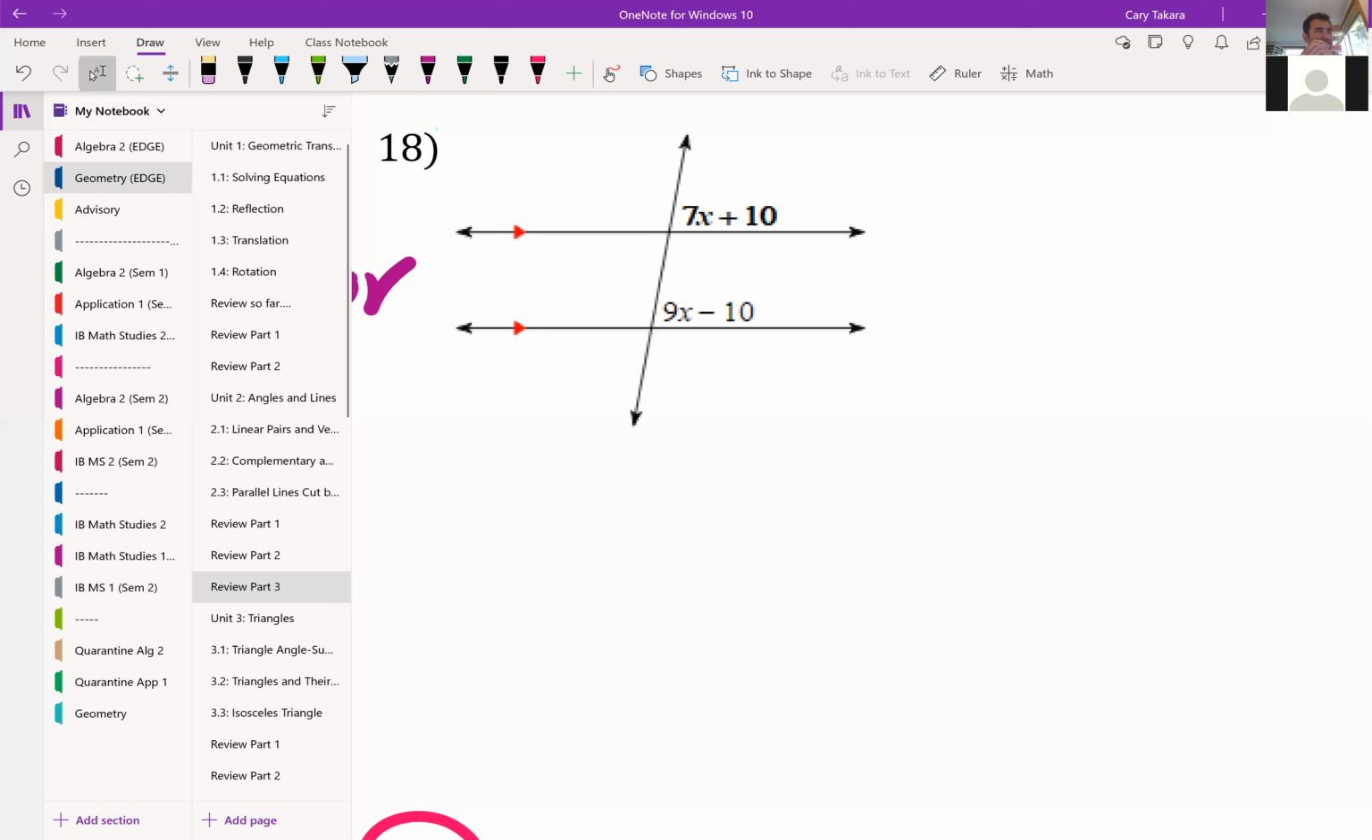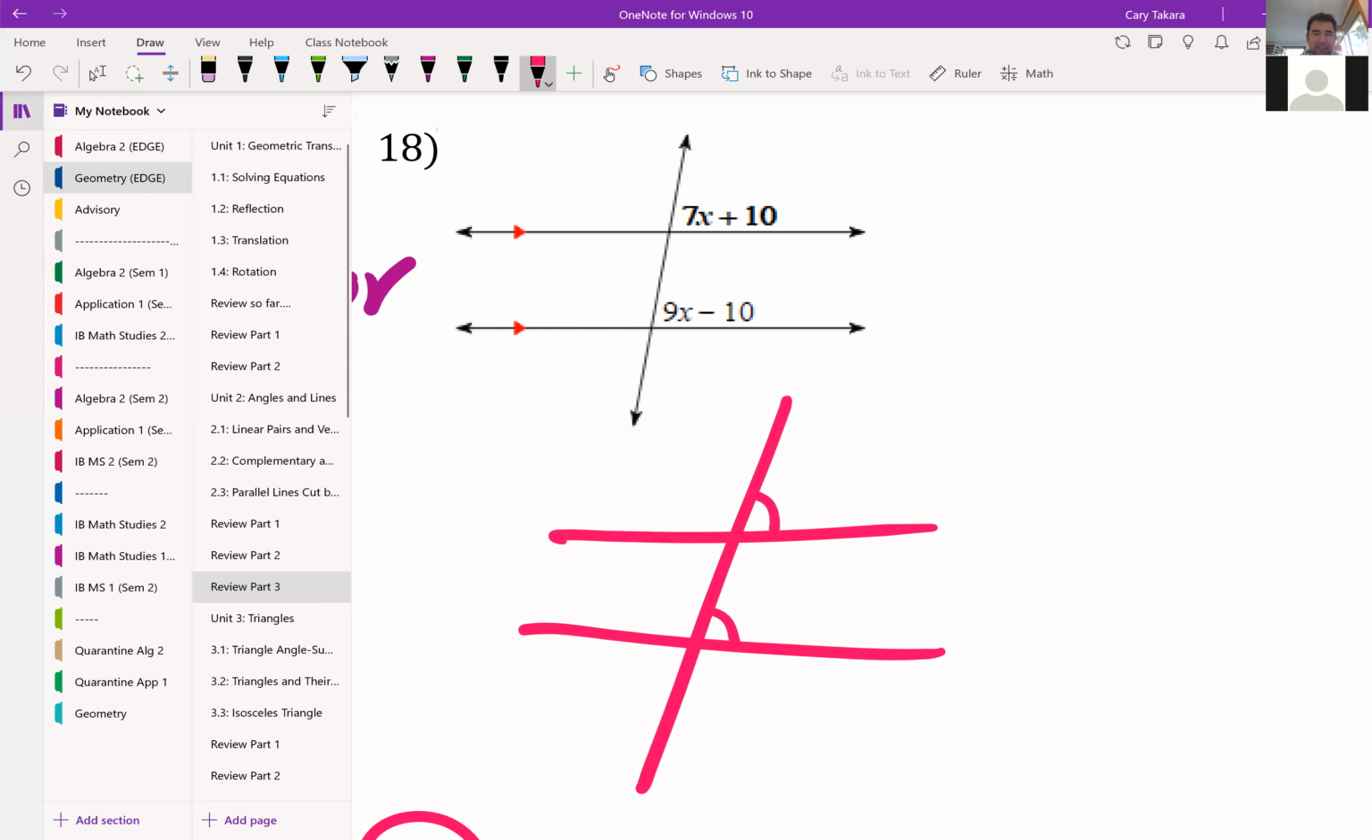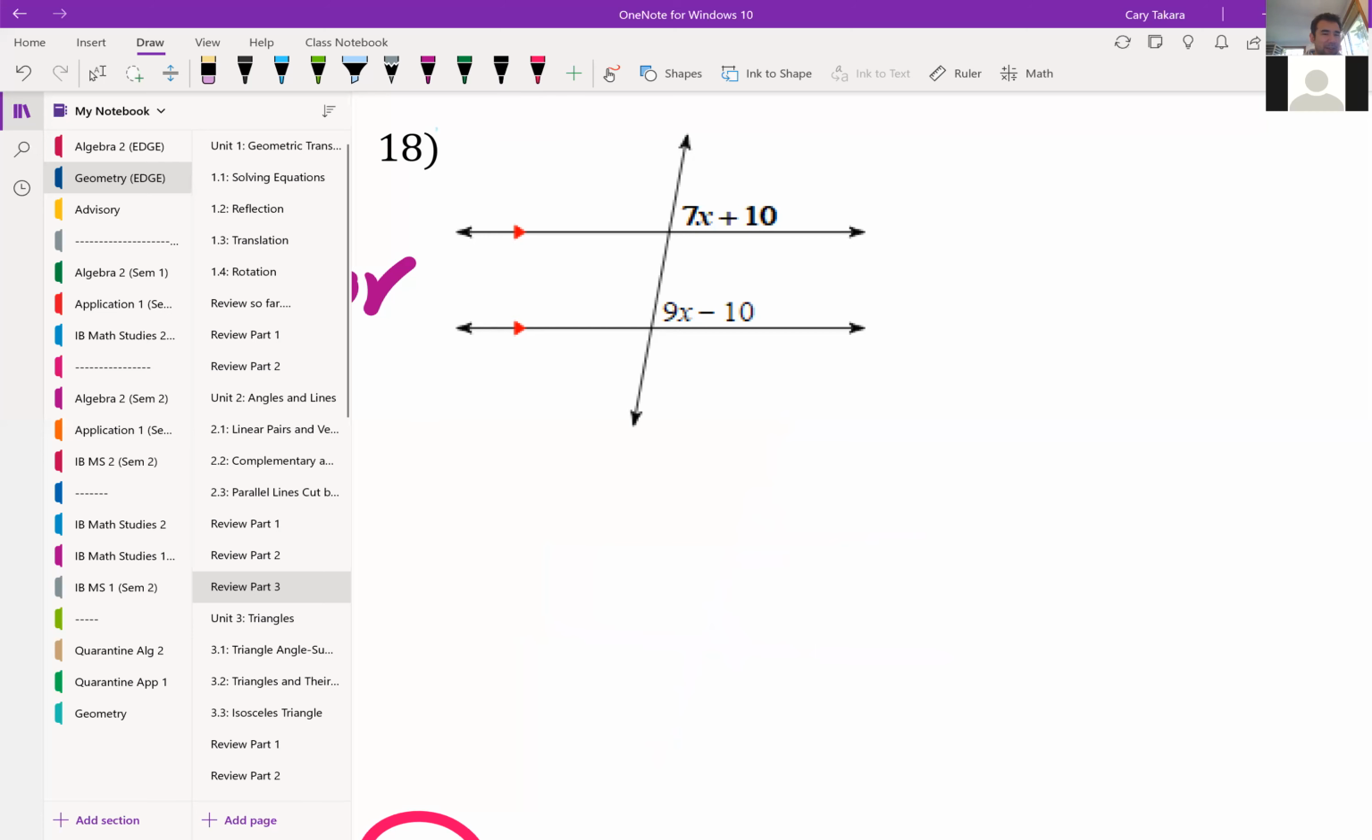That's right, Saif. Nice job. It's corresponding angles. Is everybody picking corresponding angles? Again, it's this one, right? One outside, one inside, far apart. Same side. It's corresponding angles. Corresponding angles are equal to each other.